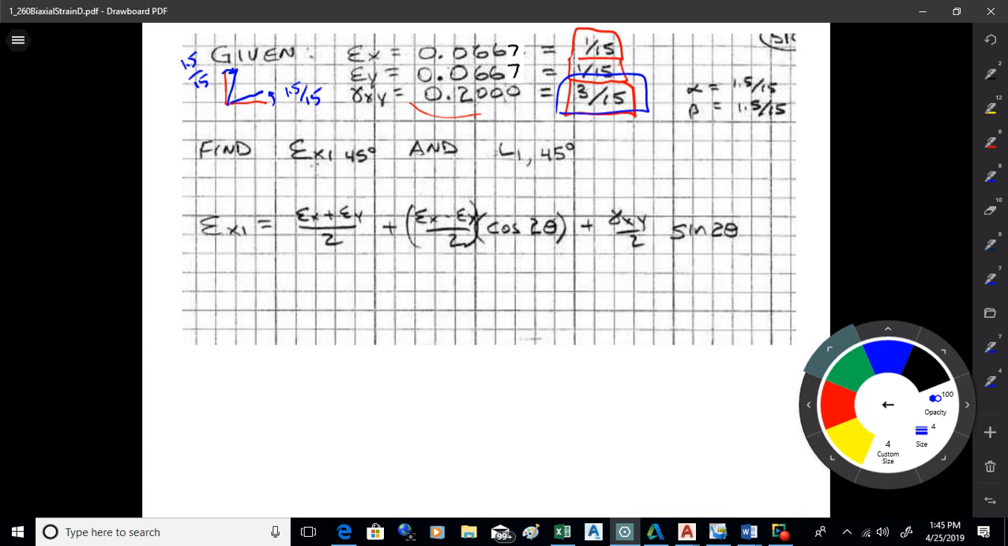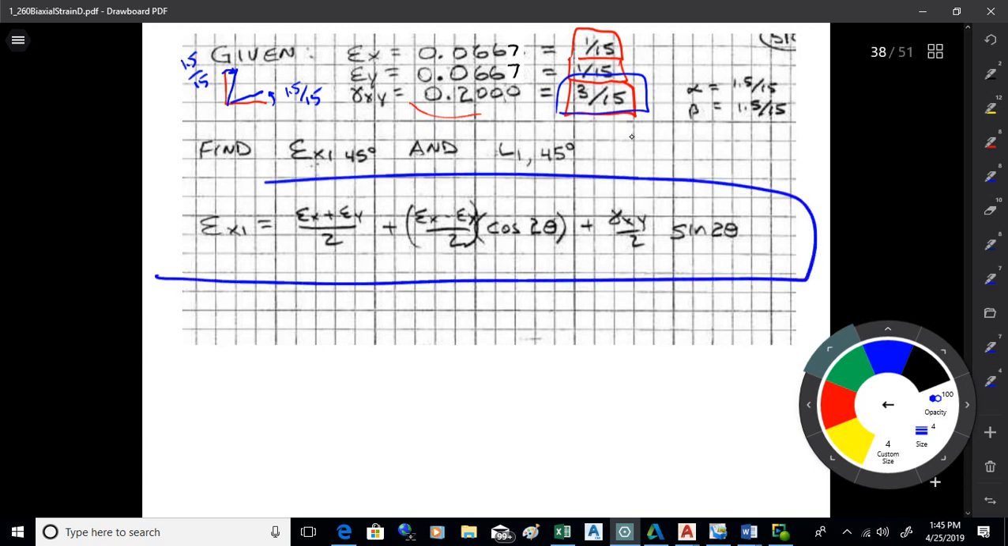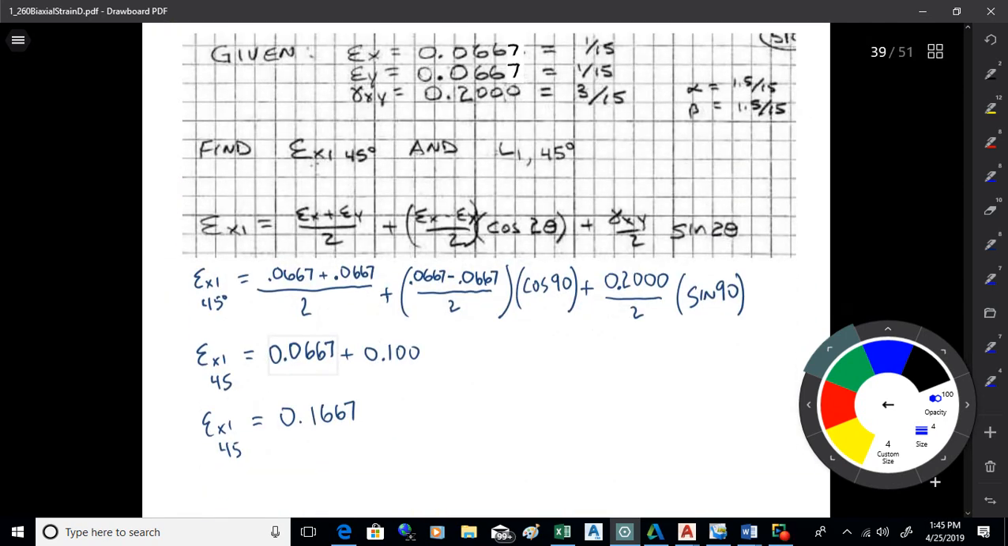All right, so let's use that equation we just developed, and if we have those three strains that are applied, let's see what this model predicts for the strain at 45 degrees. Okay, see what this model would predict. So let's plug all that stuff into that equation and see what the strain comes out to be at 45 degrees.